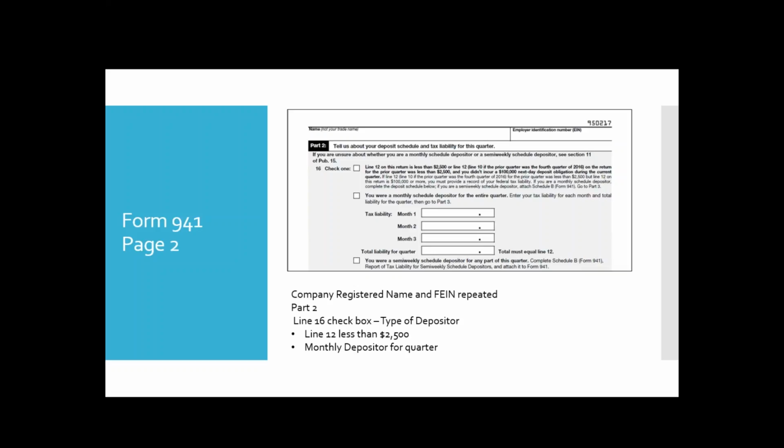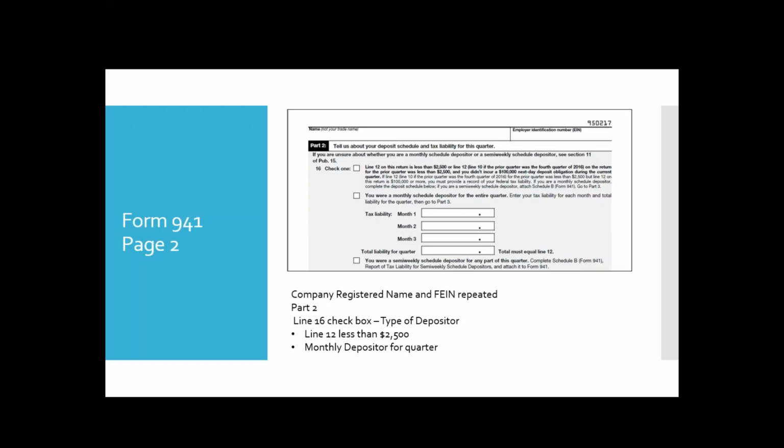And this instance carries additional impact because once this rule takes effect, it can change the type of depositor you are for the rest of the calendar year. Because a monthly depositor who accumulates a $100,000 liability on any day during a month becomes a semi-weekly depositor for the rest of the year. So just a little refresher there on the basics of payroll tax deposit rules.